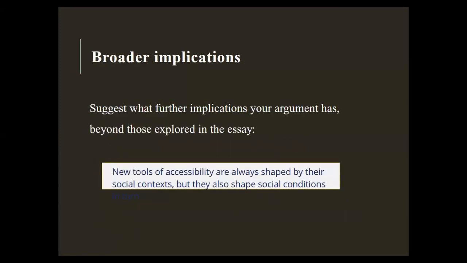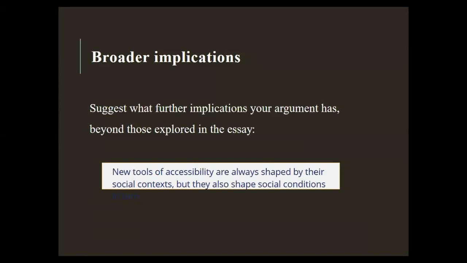Okay. Now what do I mean by broader implication? I am telling you that it is not that difficult, though you may get upset hearing the term suddenly, but through an example I will clear it up for you: what do I mean by broader implication? Suggest what further implication your argument has beyond those explored in the essay. So new tools of accessibility are always shaped by their social context, but they also shape social conditions in turn.